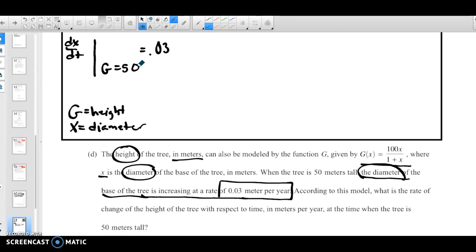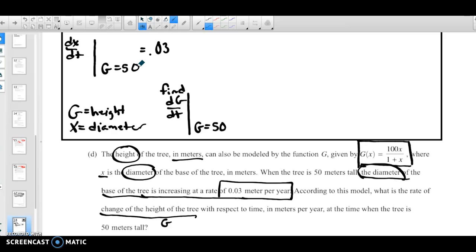According to this model, what is the rate of change of the height of the tree? Height is stored in g, at the time when the tree is 50 meters tall. So they want me to find dg/dt when the height g equals 50. Okay, so I have a big equation to set up here. I need to find dg/dt, which would be the derivative of this statement right here. So let's go ahead and differentiate. I'm going to write down dg/dt.